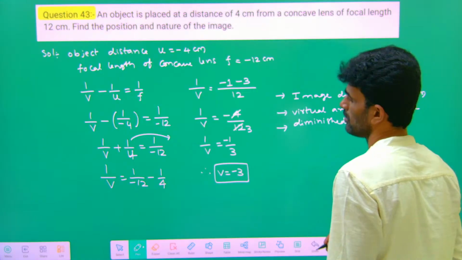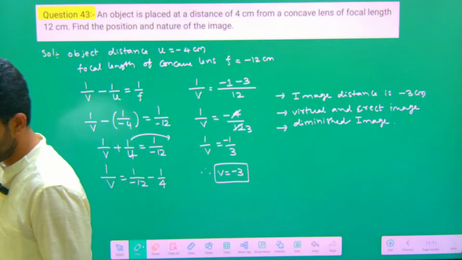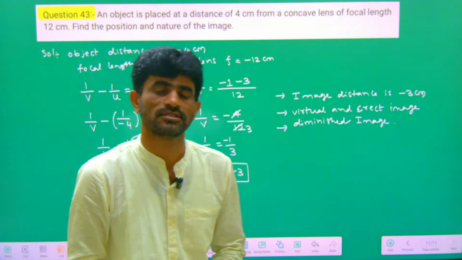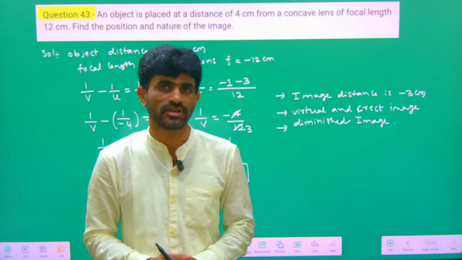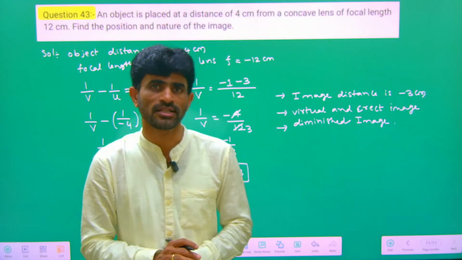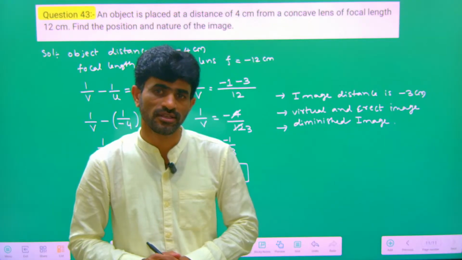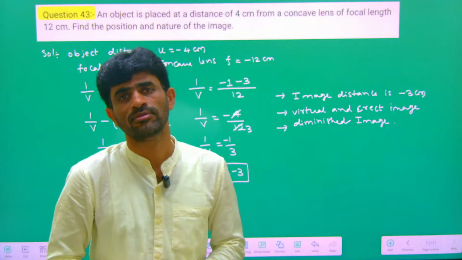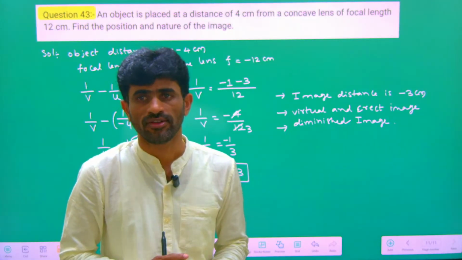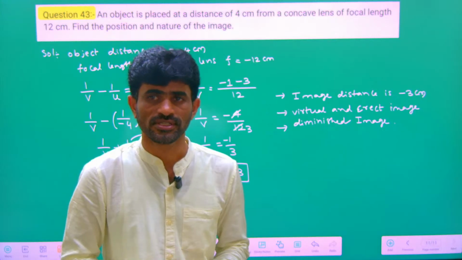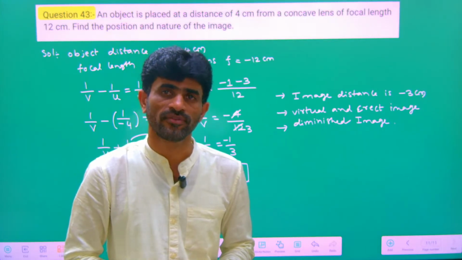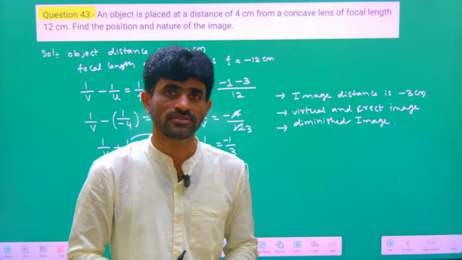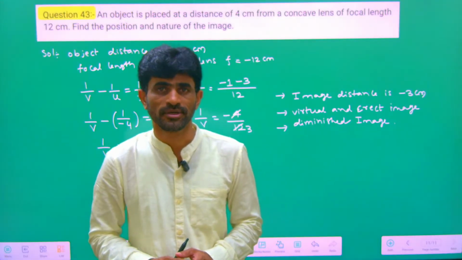Hope you got some idea about numericals related to mirrors, lenses, and refractive index. You need more practice to get perfection in this. If you practice this, definitely in your final exam you can solve problems related to light in science, especially in physics. Light and electricity you have to be perfect to solve all the questions related to numericals. Hope this video will help you to understand better. Thank you.